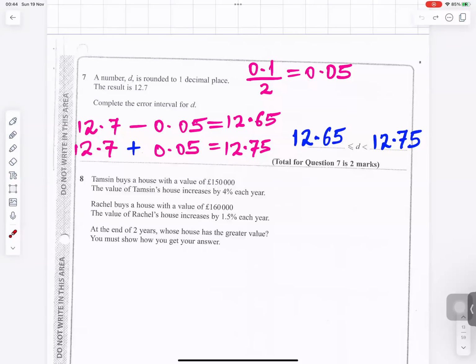Question number 7. A number D is rounded to 1 decimal place. The result is 12.7. Complete the error interval for D. So what you want to do is, 1 decimal place is like 0.1, 1 over 10. So you halve it. Half of 0.1 is 0.05. And then you subtract it from 12.7 to get the lower, and you add it to get the upper. So you get 12.65 less than or equal to D less than 12.75.